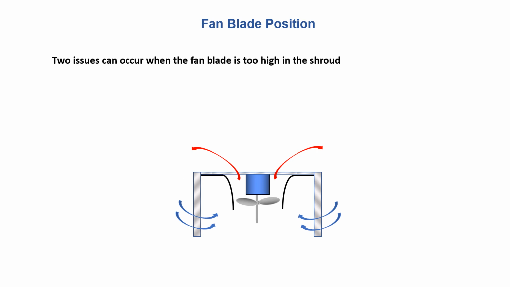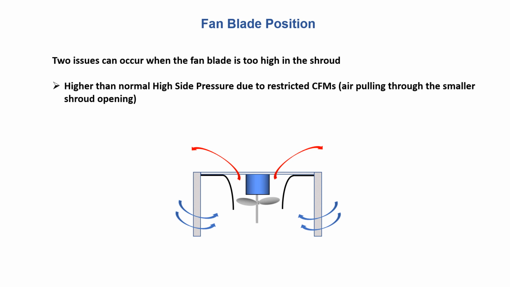Two issues can occur when the fan blade is too high in the shroud. Higher than normal high side pressure due to restricted CFMs. That's air pulling through the smaller shroud opening. Lower efficiency on the entire system.